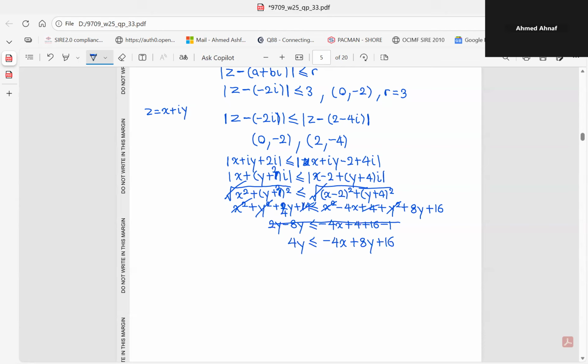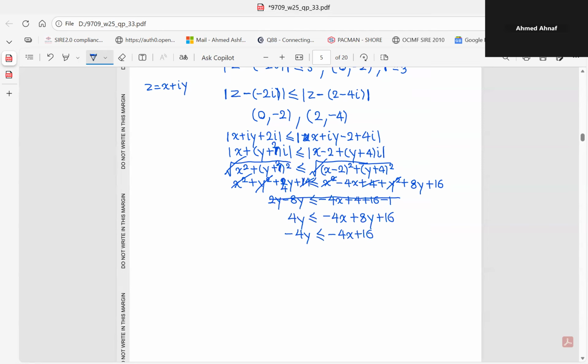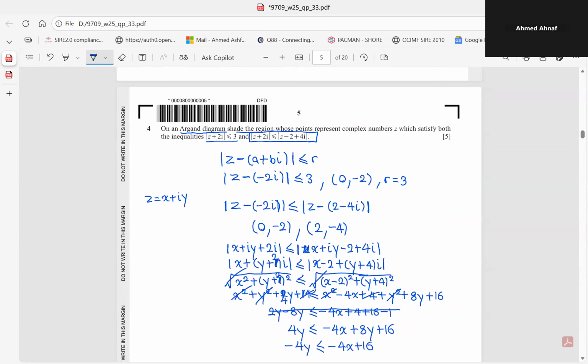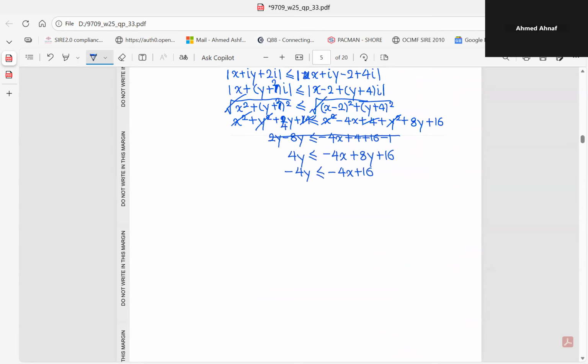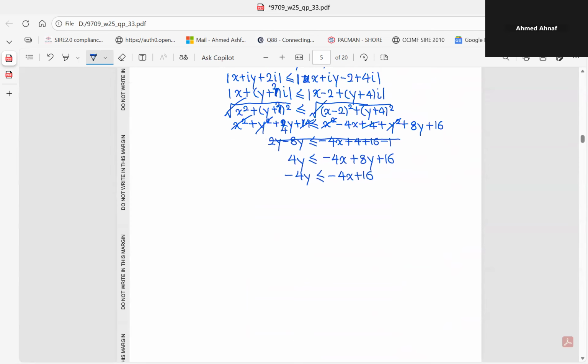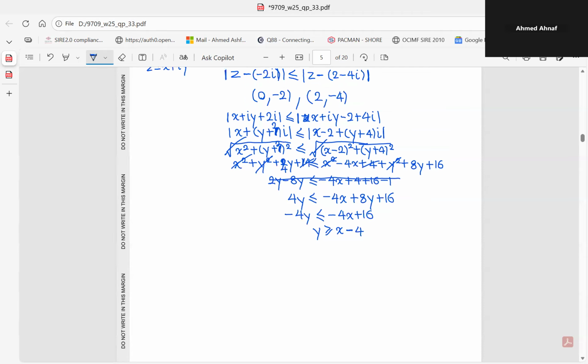Okay, so we move the 8 to the other side, you get negative 8y plus 4y is negative 4y less than or equals to negative 4x plus 16. So you divide, oh God, that's a lot of space wasted. Okay, so you divide both sides by negative 4, you get y, and the inequality sign flips. Y is more than or equal to x minus 4. So this is the equation of our perpendicular bisector that we need to sketch.